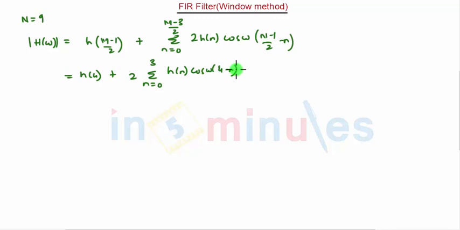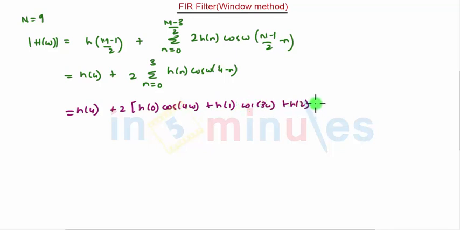Expanding the summation, we finally get h of 4 plus 2 h of 0 cos of 4 omega plus h of 1 cos of 3 omega plus h of 2 cos of 2 omega plus h of 3 cos of omega. This is the required magnitude response. The frequency response can also be obtained by substituting values from minus pi to plus pi in the equation of H of omega. Thank you.